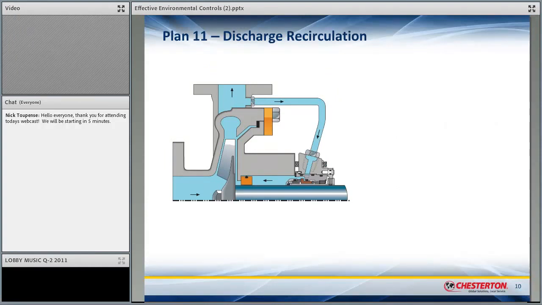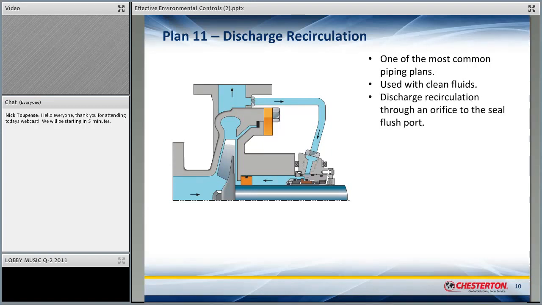The second piping plan that we're going to talk about is Plan 11, known as Discharge Recirculation. It's one of the most common piping plans used throughout all the industries, and it's used primarily with clean fluids.